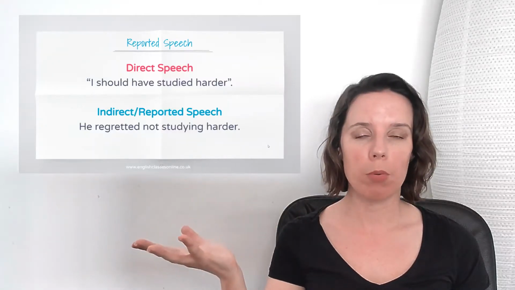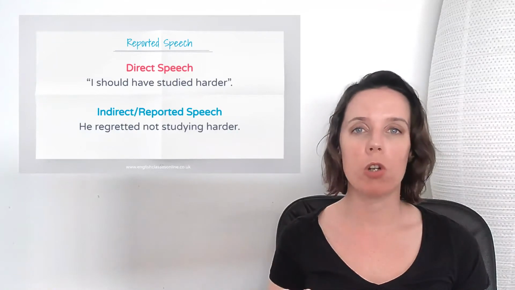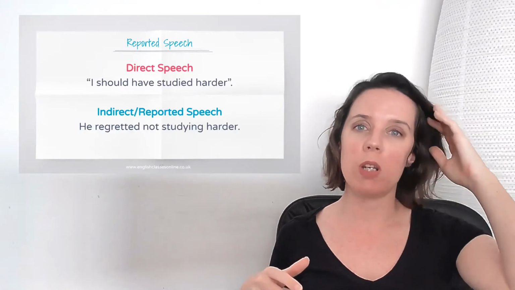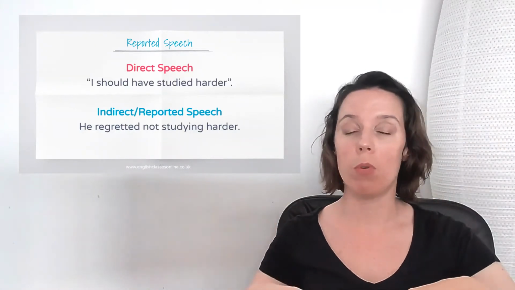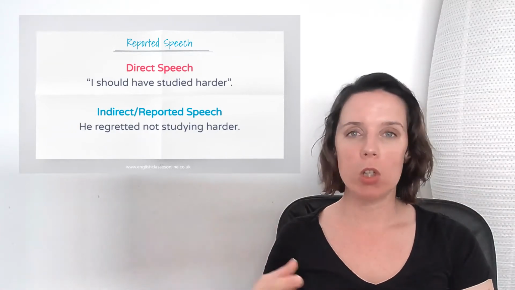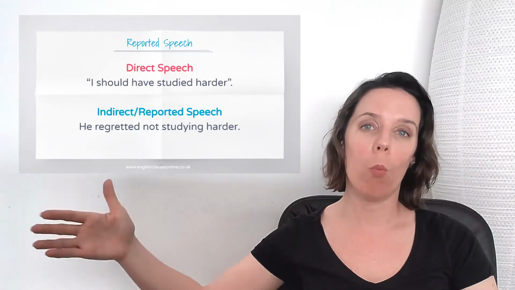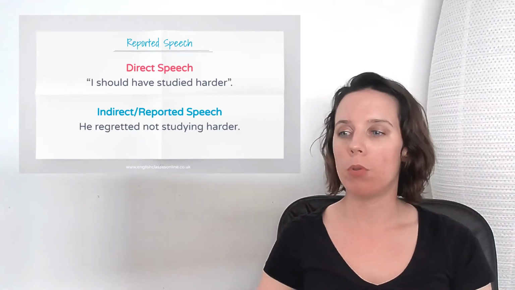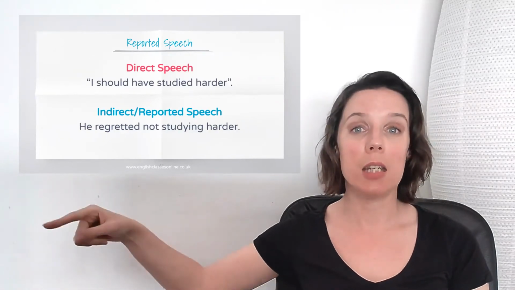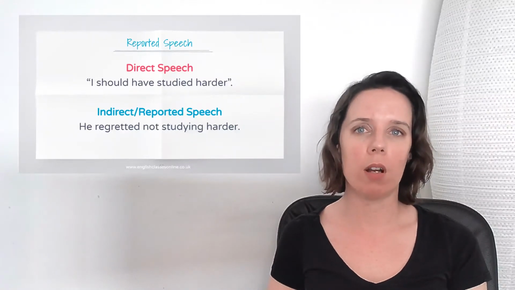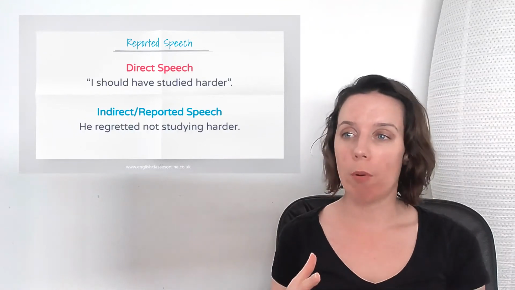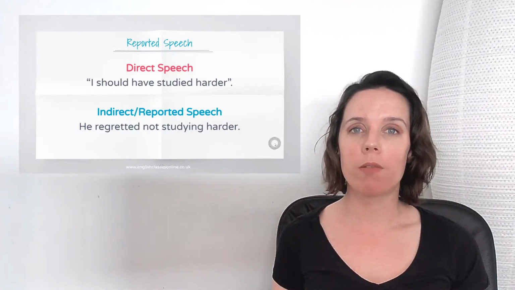So these are your examples of direct and indirect speech, or direct and reported speech. So direct speech is speech that someone says. For example, I should have studied harder. That's direct speech. Reported speech is when you are telling someone what someone else said. For example, he regretted not studying harder. Or he said that he regretted not studying harder. That is also indirect speech as well. So there are your two examples, just to remind you of the grammar point itself.